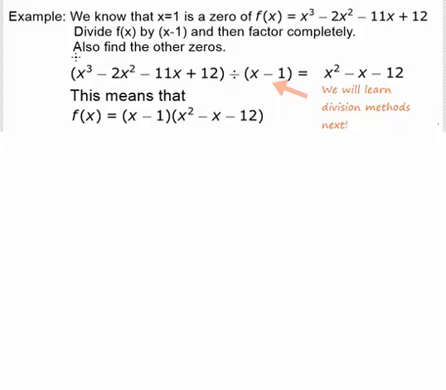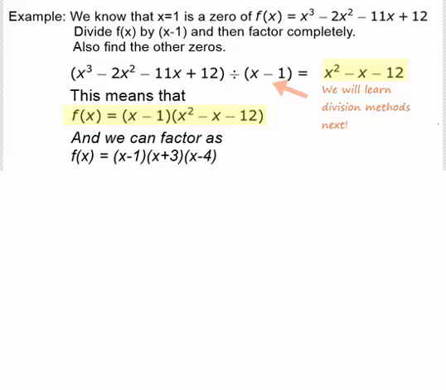and we divide this third degree polynomial by x minus 1 and we get the result x squared minus x minus 12. Well, if we divide by x minus 1 and get that result, that means we can write f of x as x minus 1 times that result of x squared minus x minus 12. Well, x squared minus x minus 12 factors as x plus 3 times x minus 4. So now we have the complete factorization of f of x.